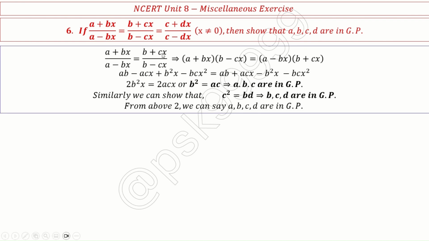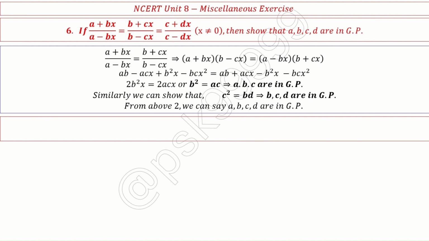Okay, so take the first two terms equation, then form the equation, expand it, and then you will get b square equal to ac. Okay, which means a, b, c are in GP. Similarly, you take the second two. Okay, you can prove that c square equal to bd. Okay, which means b, c, d are in GP. Which means from the above two we can say a, b, c, d all four are in GP.